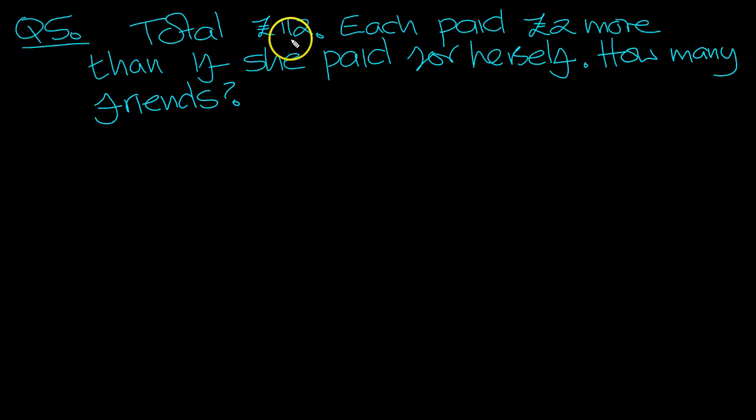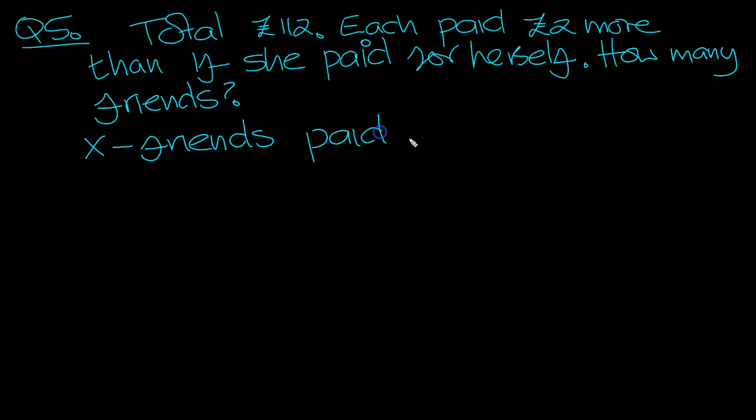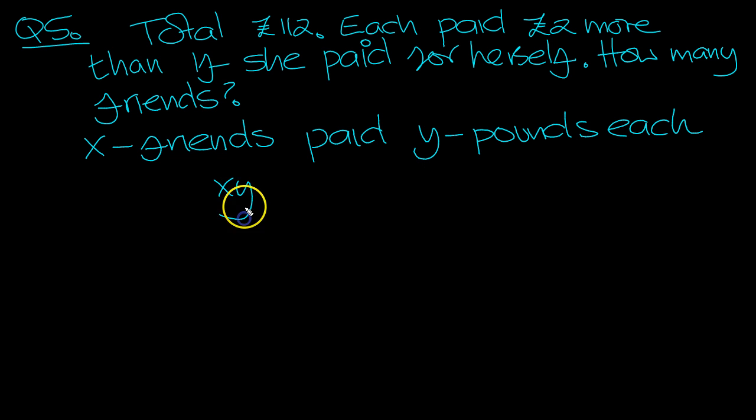Okay, the bill was £112. Each paid £2 more than if Christine in the question paid for herself. How many friends were there? So let X be the number of friends, and they paid Y pounds each for the meal, say. So they each paid Y pounds, so XY is equal to 112, the total bill.